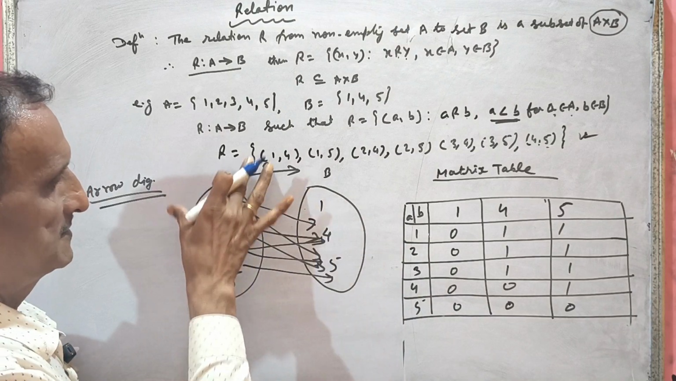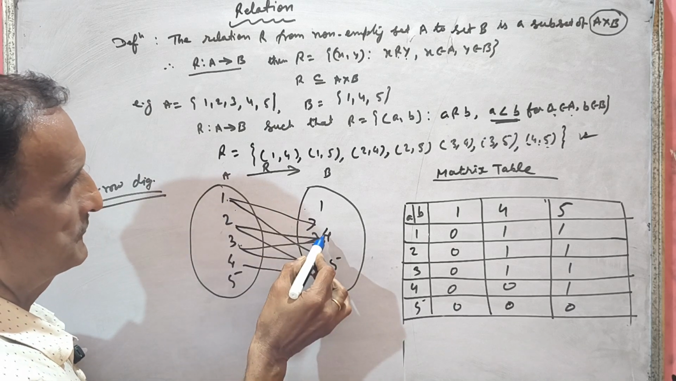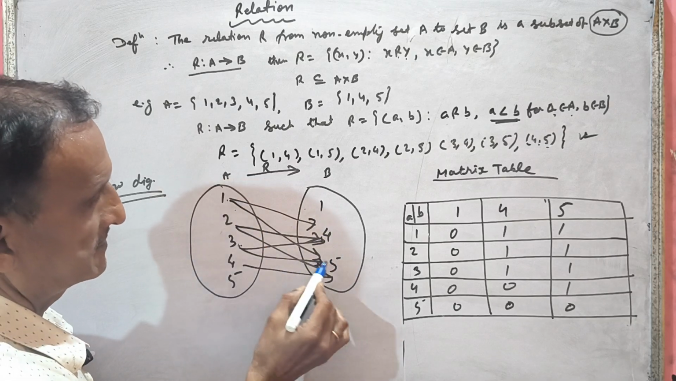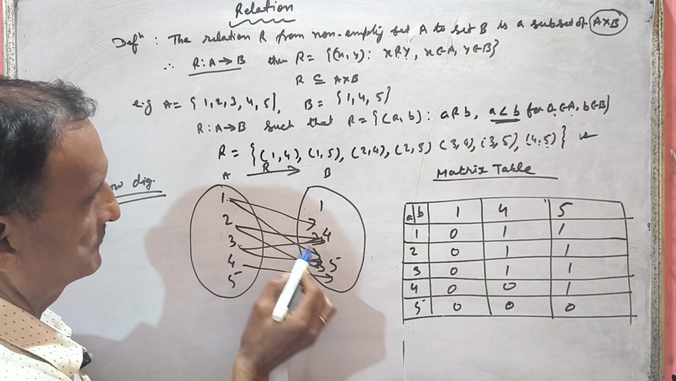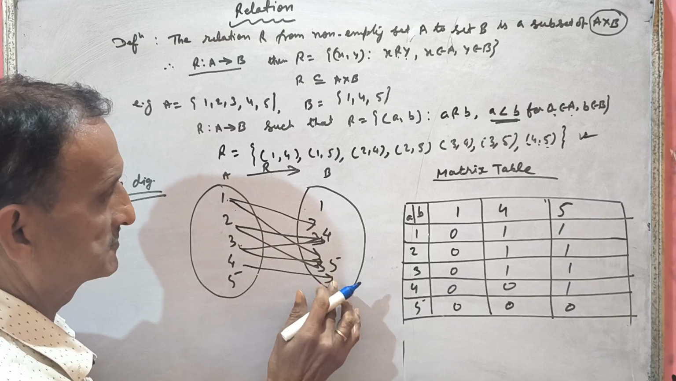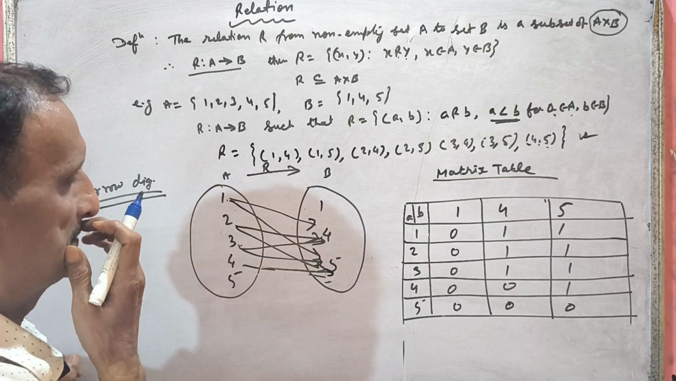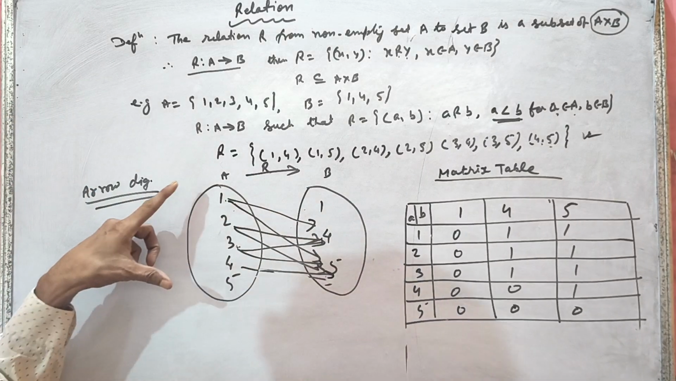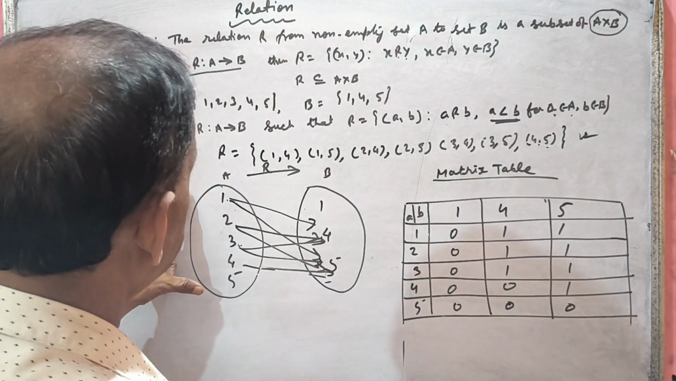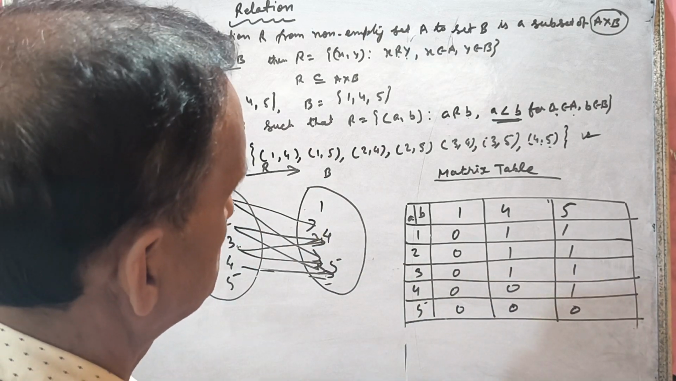Write the element sets A and B just like a Venn diagram. Then see, 1 is related to 4, 1 is not related to 1, so it is not connected. 1 is related to 4, 1 is related to 5 also. See, 1 to 4, 1 to 5, 2 to 4, 2 to 5, 3 to 4, 3 to 5, 4 to 5 also related. Okay. This is another way of representation of relation. Number 1 is what? Rule method. Number 2 is what? By arrow diagram. Number 3, a little bit important, is called the matrix table.